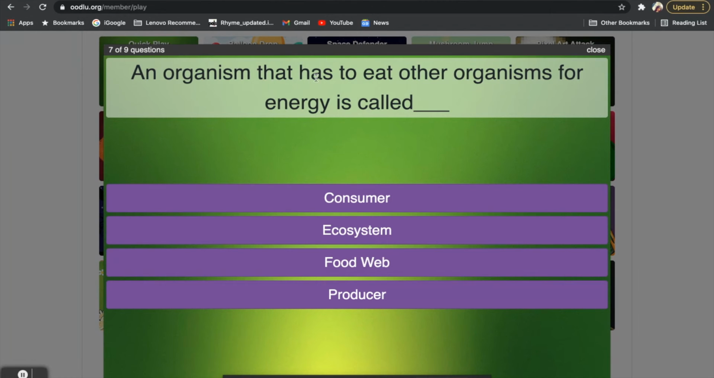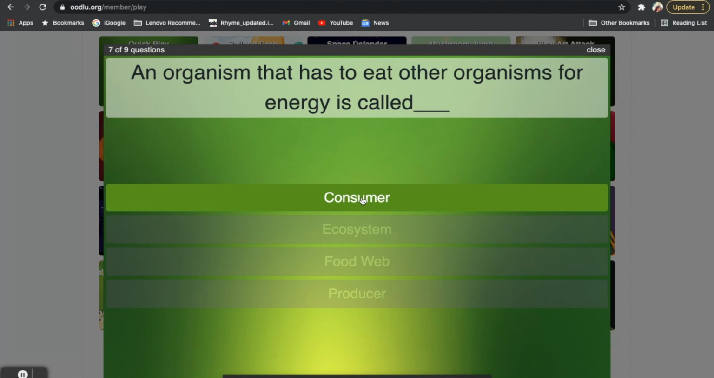An organism that has to eat organisms for energy is called... What do we call those organisms that need to eat or consume other organisms for energy? Is it a consumer? Is it an ecosystem? Is it a food web or a producer? If you said consumer, that is correct. Consumers have to eat or consume for energy.